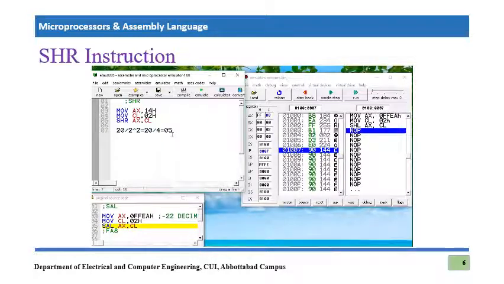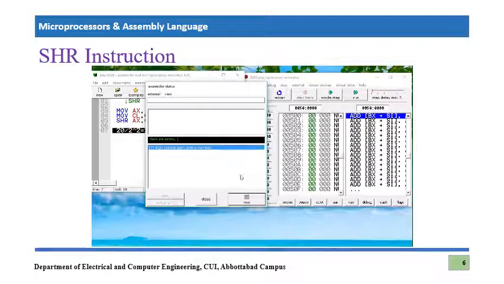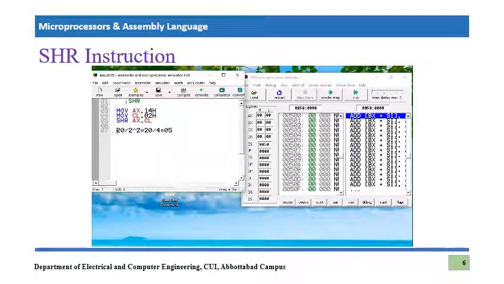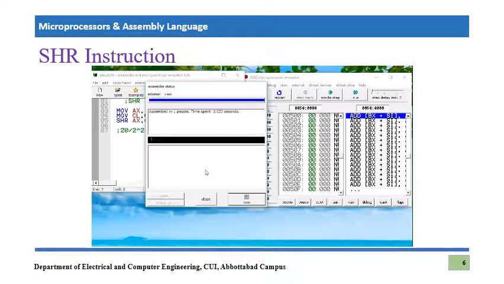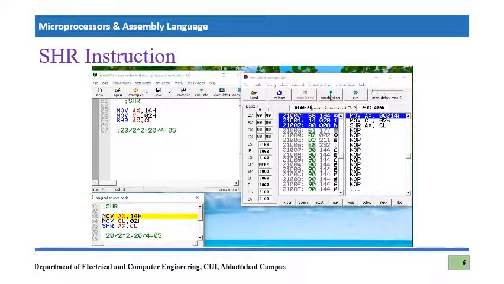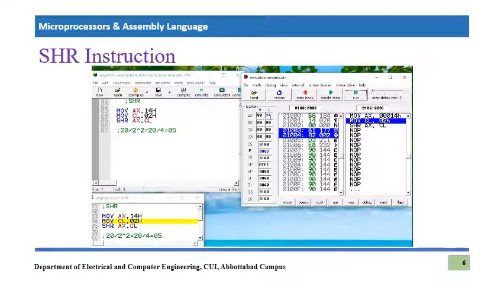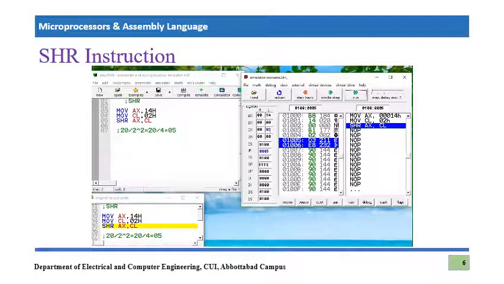So let's see what is going to be our result. So we will be emulating. Okay, where did we make a mistake? Okay, this equation is not part of the program, so let me comment it out. Yes, now we will be emulating it. Okay, everything is okay now. 14, which is 20 in decimal, 02, which is count, and 05.